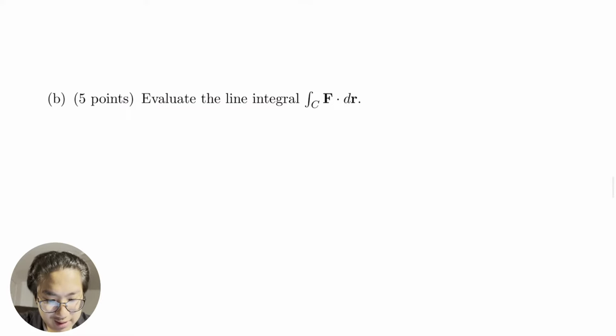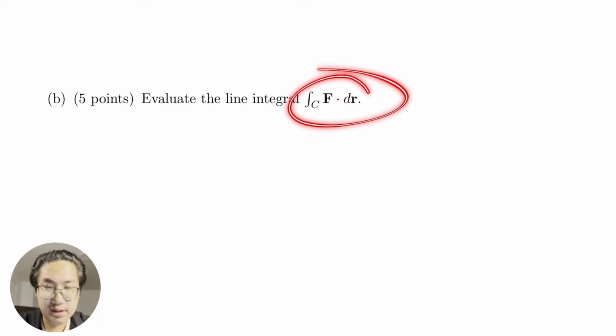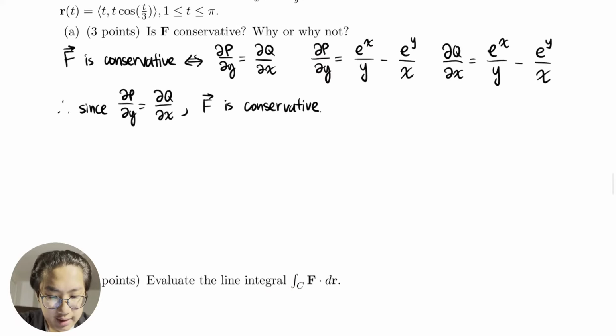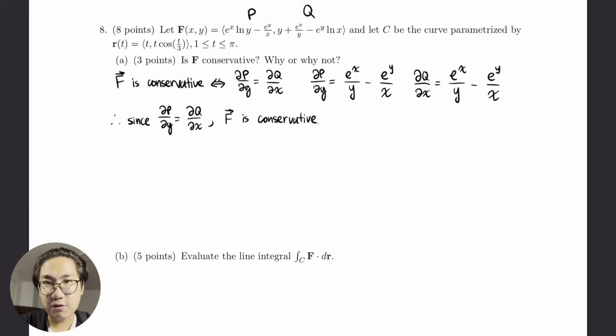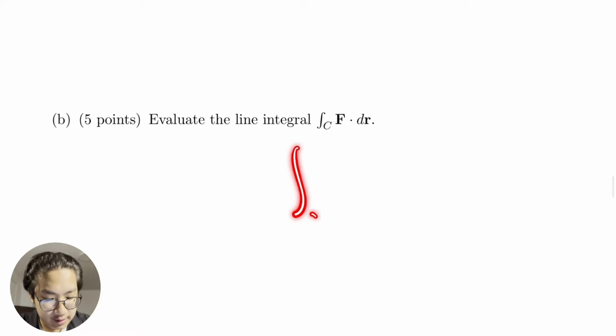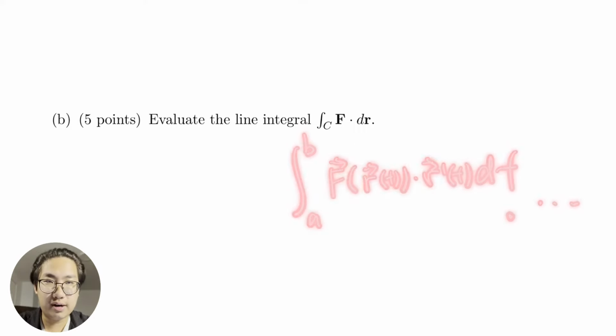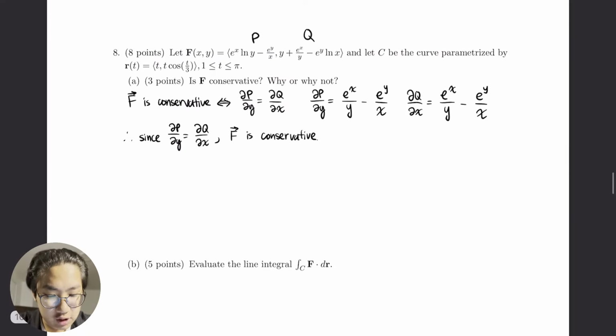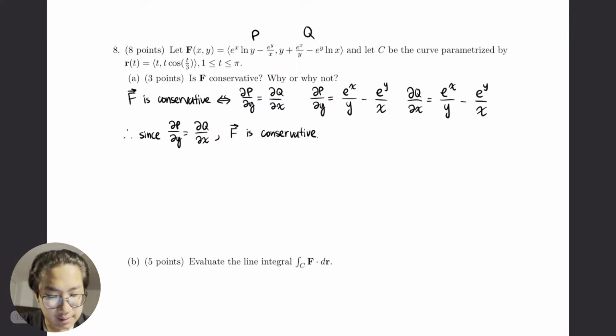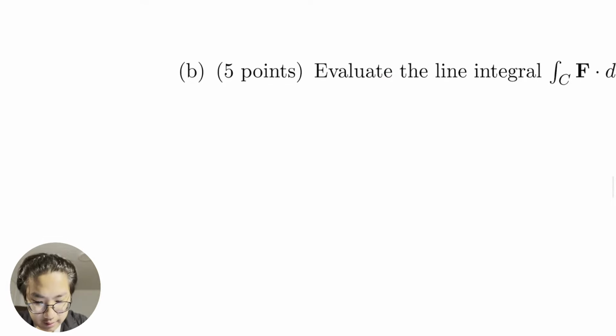Next part, we want to evaluate the line integral over C. The point of this question is to use the FTC for line integrals. If you were to do this directly, using the definition, the integral from a to b of F of r of t dot r prime of t dt, you're not going to have a fun time. But because we know it's conservative, we can employ the FTC for line integrals, and it makes our lives a lot easier. The only issue is we need to find a potential function first, so let's do that.